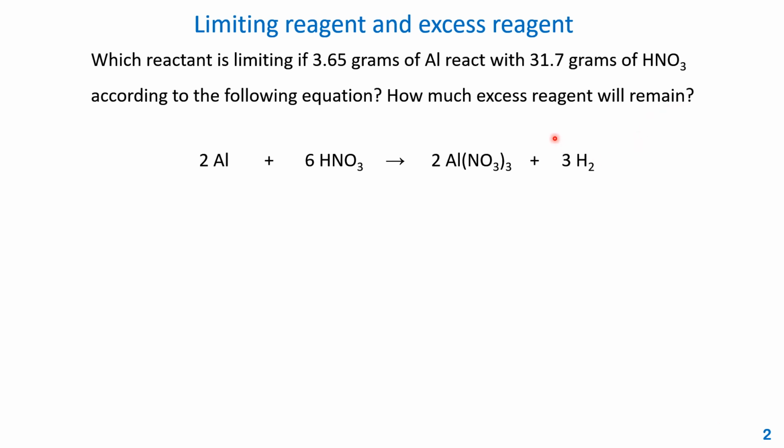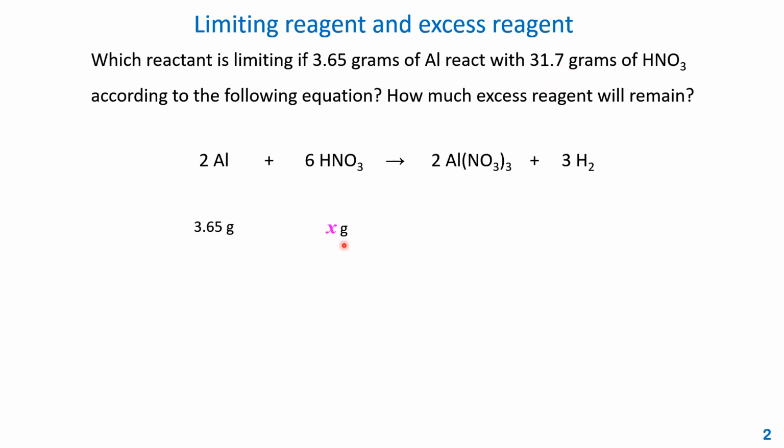So first, we write down the given conditions. 3.65 grams of aluminum, write this under aluminum, and 31.7 grams of nitric acid, but we write X here because we actually want to find how many grams of nitric acid we will need for 3.65 grams of aluminum. And then we can compare this needed mass with the actual given mass. So then we can find which one is limiting.